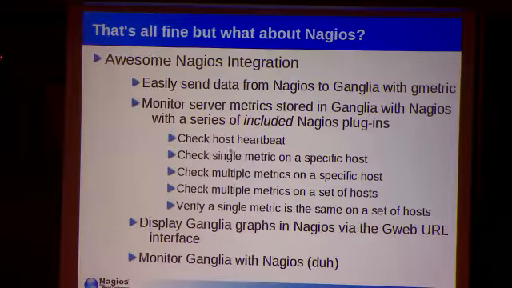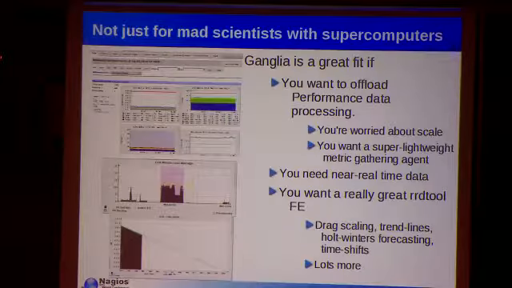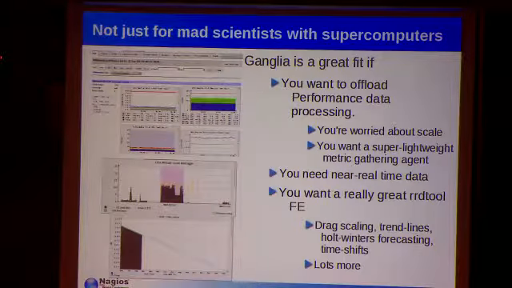Also included is a check host heartbeat, which works pretty well as a replacement to check ping. So you can set your check host and check ping service definitions to a Ganglia plugin and just ask gmetad, hey, when was the last time you had data from this host? And if it was more than 15 seconds, then you get your alert. It works extremely well.